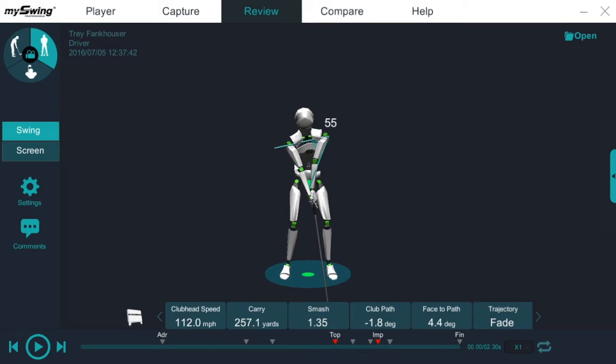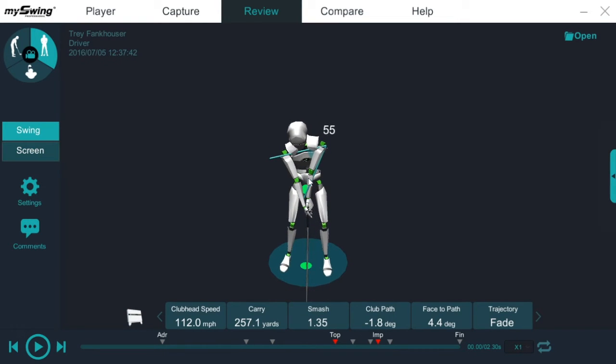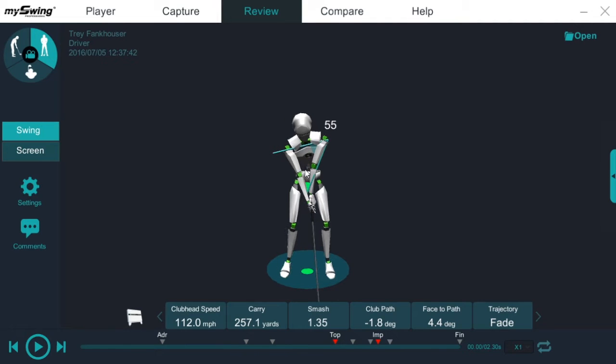Lead arm adduction is the angle between the rib cage and the lead arm. As you can see, it's best viewed perpendicular to the plane of the angle. Move it around, see it from any angle. As we take it back, you can see obviously 55 degrees at address.